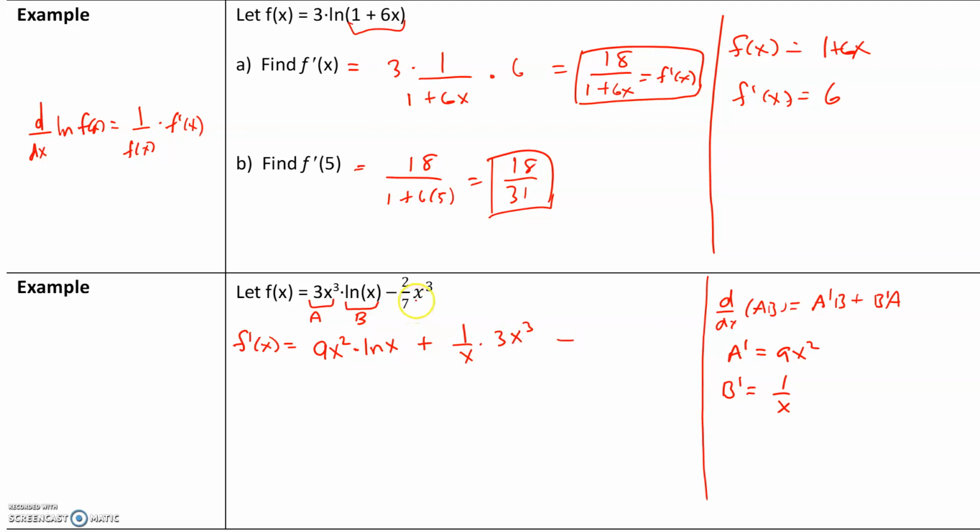Minus the derivative of 2 over 7 times x cubed. The 3 multiplies with the 2. 2 times 3 is 6. So we get 6 over 7 x to the second power.